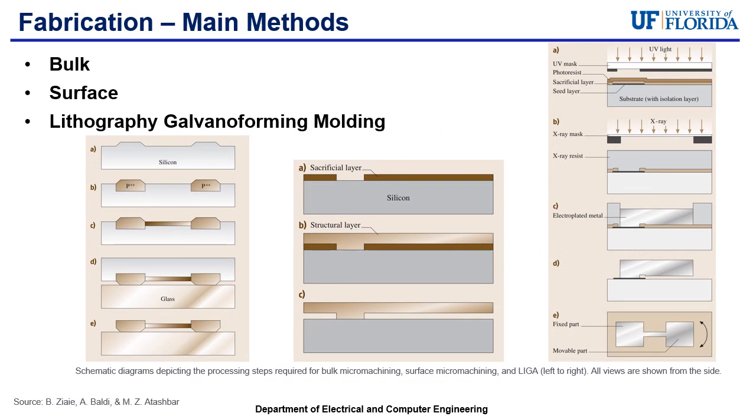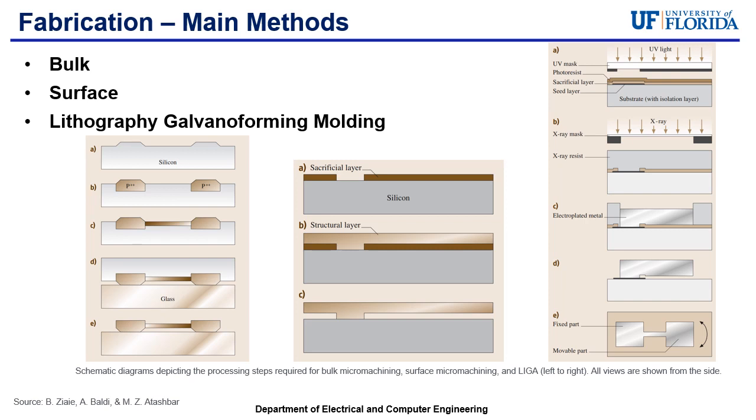Moving on, the main fabrication methods for NEMS devices are bulk micromachining, surface micromachining, and LIGA, also known as lithography, galvanoforming, molding. Bulk micromachining is shown in the far left figure, where it begins in part A with a potassium hydroxide etch, followed by a deep boron diffusion in part B, then a shallow boron diffusion in part C. Part D showcases a silicon anodic bond to glass and ends off with the removal of the glass.